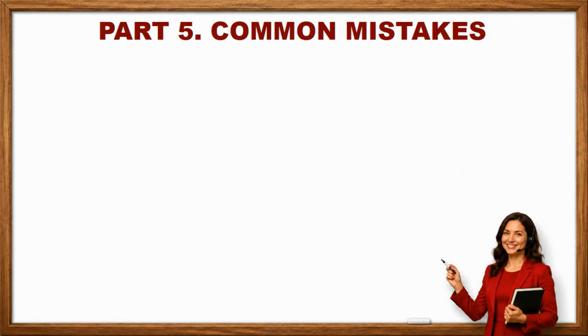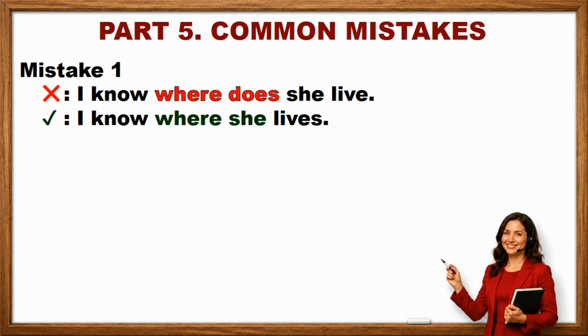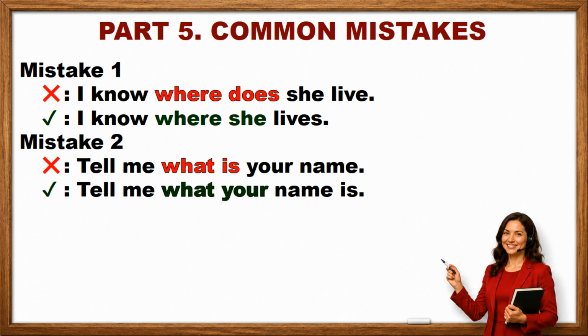Part 5. Common mistakes. Let's fix some common mistakes. Mistake 1: I know where does she live. Correct: I know where she lives. Why? Because noun clauses use statement order. Mistake 2: tell me what is your name. Correct: Tell me what your name is. Again, subject comes before the verb.